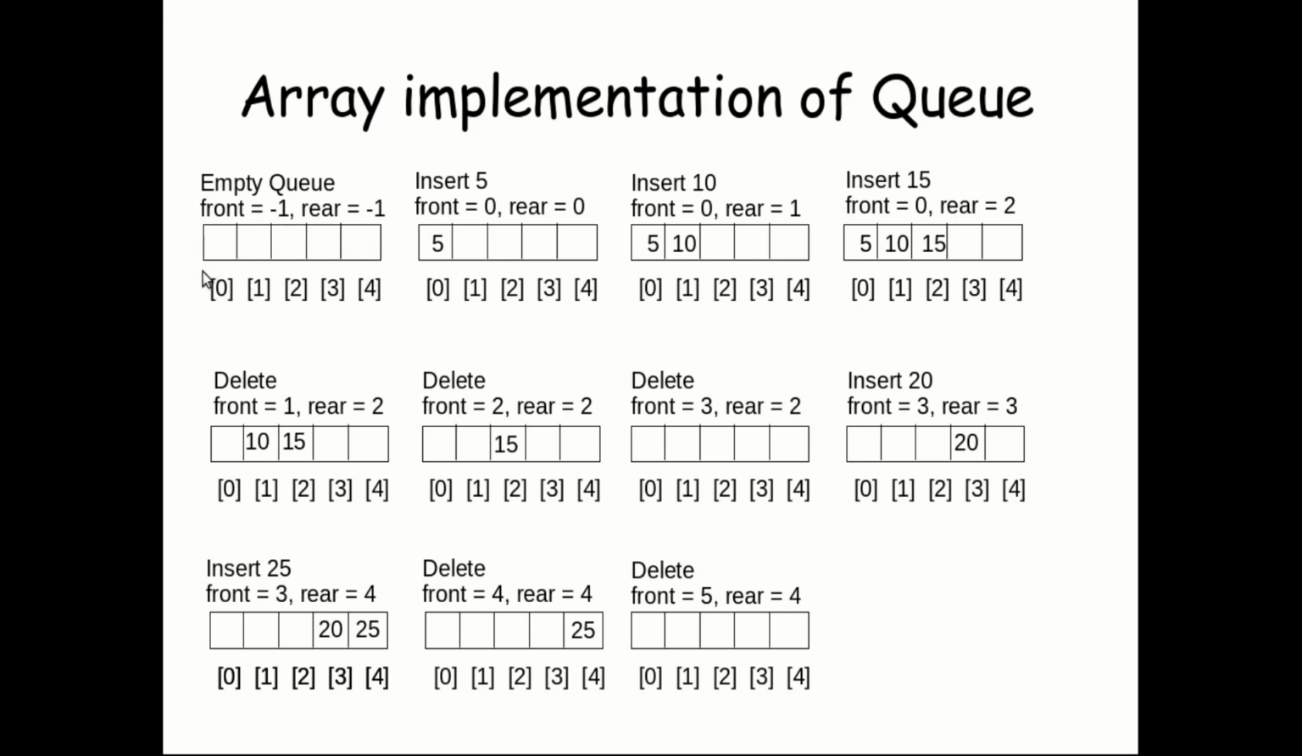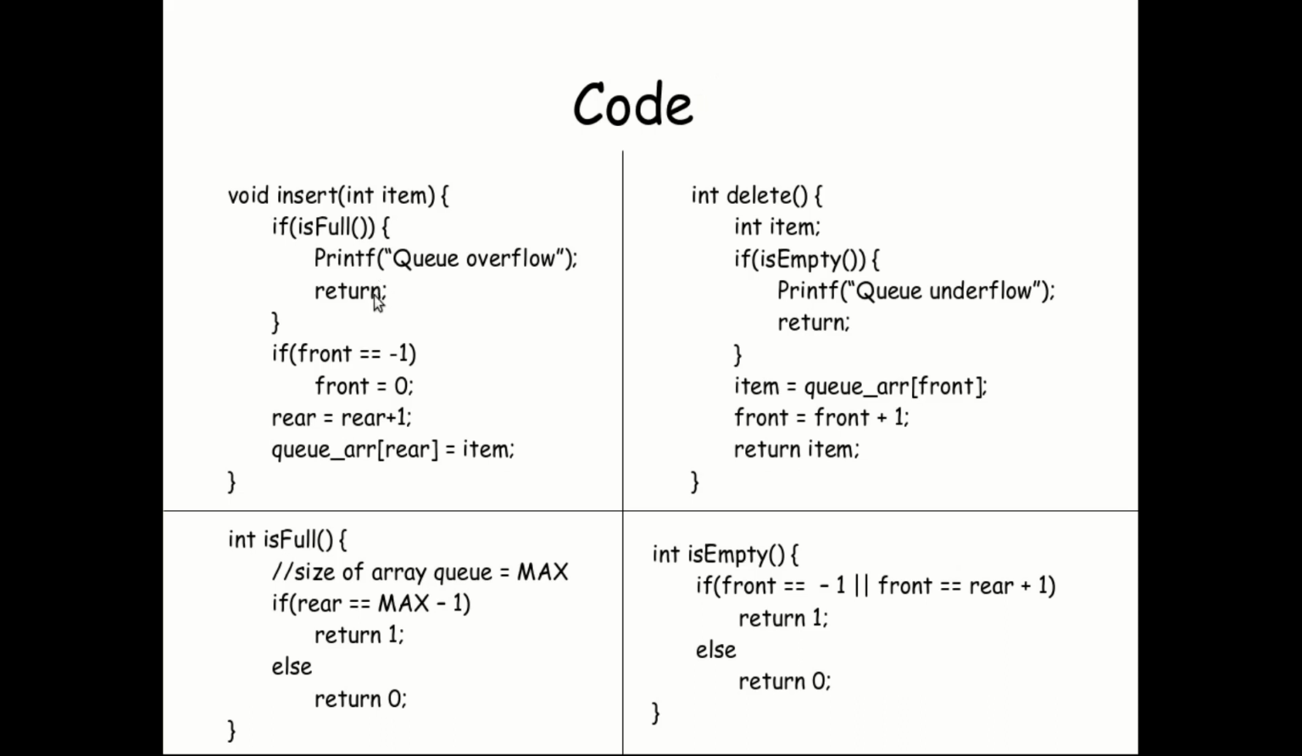then as we know, for an array the index starts with 0, so it will have 4 as the last index. That's why if the value of max equals 5, then max minus 1, which means 5 minus 1, 4, will be the last index. That's why I'm checking if the rear value is 4, then we will return 1, or else return 0. So this is one condition to check if the queue is full or not.